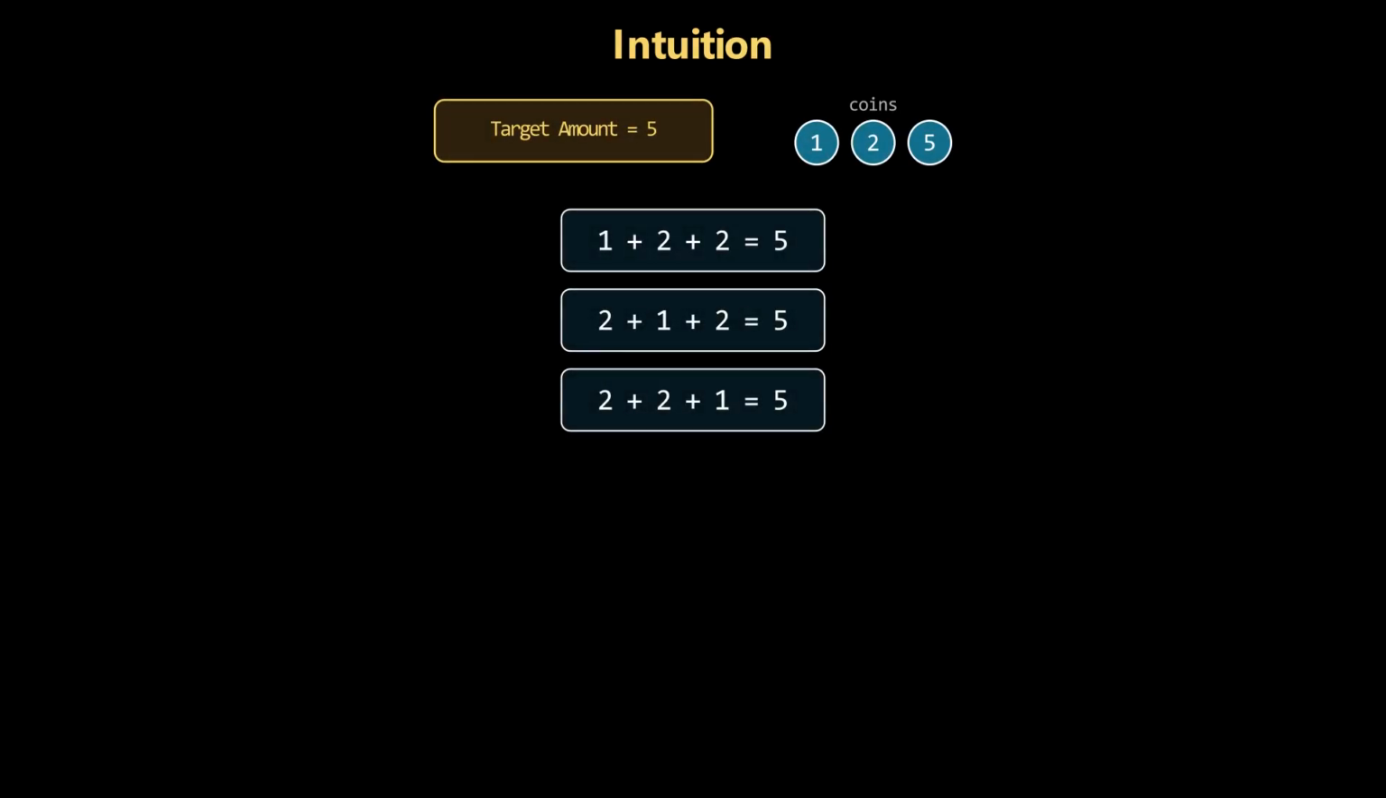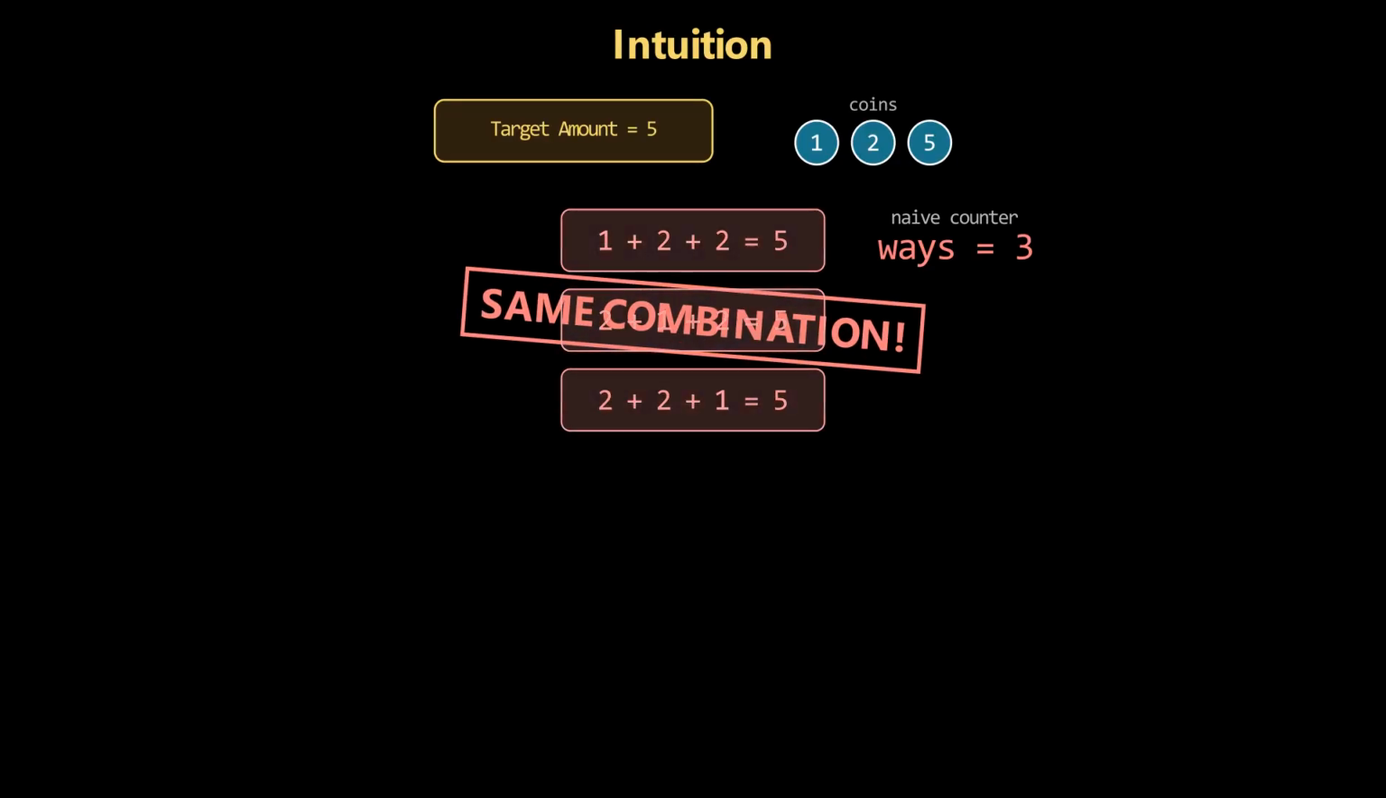You are given an amount and an array of coin denominations. You want to find the total number of unique combinations that add up to that amount. Your immediate instinct might be to build combinations by checking every single coin for every single amount. But look at what happens. You end up counting 1 plus 2 plus 2, 2 plus 1 plus 2, and 2 plus 2 plus 1 as 3 separate answers. In combinations, order does not matter. We need a system that completely locks out these duplicate ghosts.